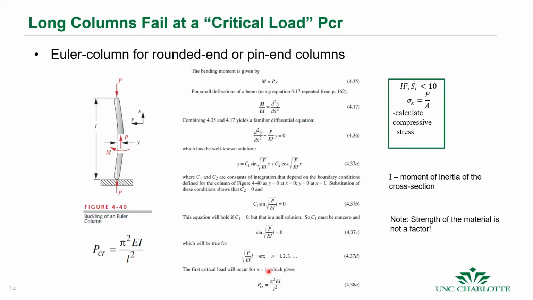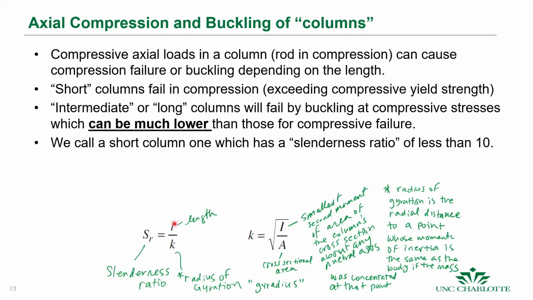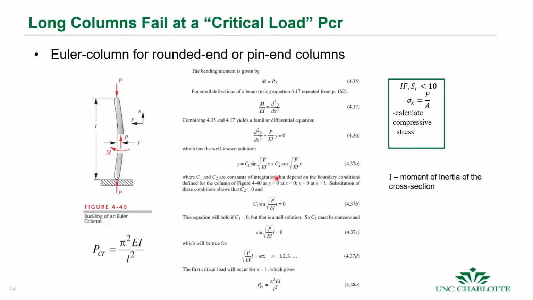Now, a couple things to remember. If the slenderness ratio, which we defined as the length of the column over the radius of gyration, which we can calculate from what we know about the geometry, is less than 10, then we can just use the compressive stresses, just the load over the cross-sectional area, because it's short and it'll fail in compression. And what's interesting to note here is that the strength of material doesn't show up here.